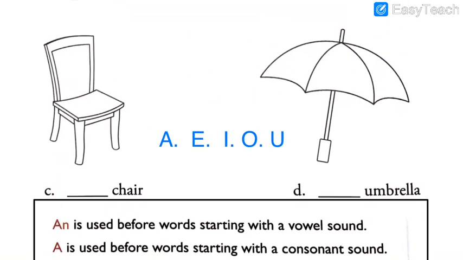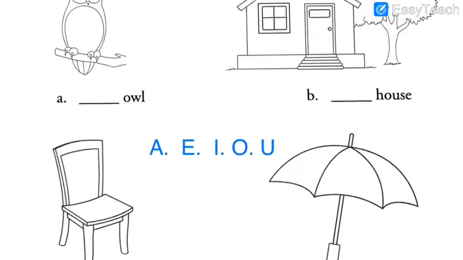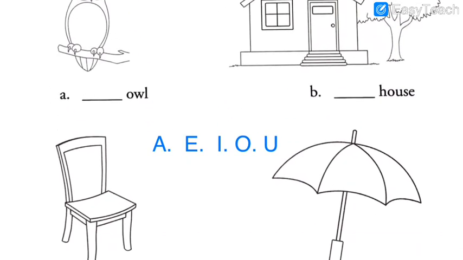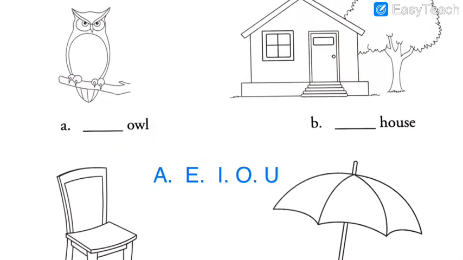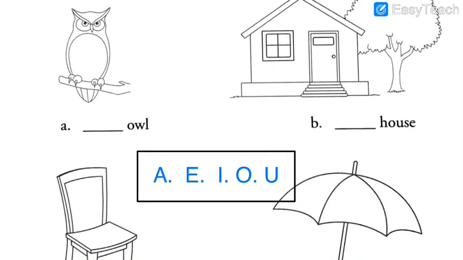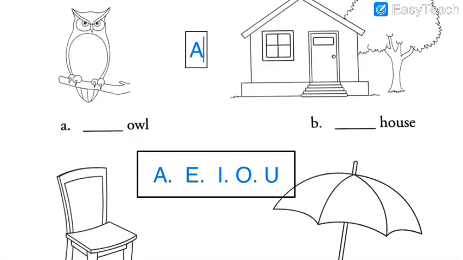So now let us solve this warm-up exercise. Dash owl. Now here owl starts with O. Is O a vowel? A, E, I, O, U. Yes, O is in the vowel list. So if it is a vowel, we have to put an. Absolutely right. So we will write the answer an here.